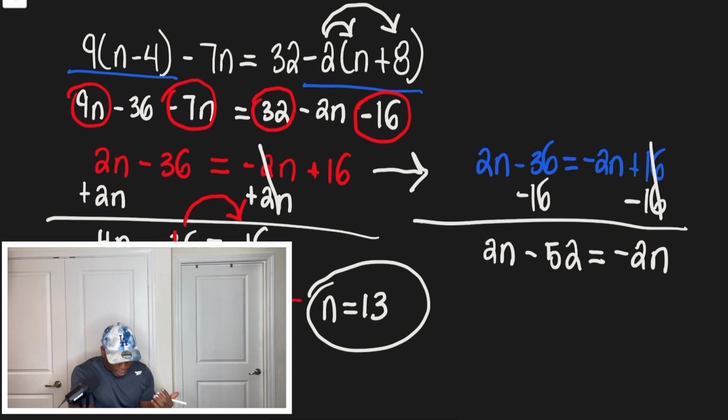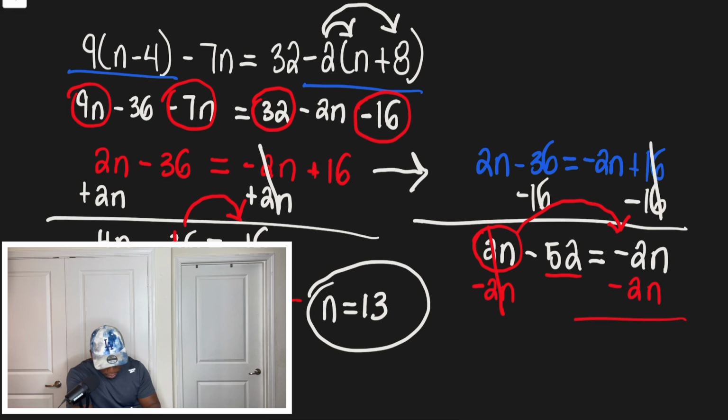Right? So now we understand that we're cleaning this up, Mr. Peters, but we know that this variable and constant can't be on the same side. So I'm going to move that positive 2n to the other side. Because it's positive, I'm going to subtract it from itself to get it to 0. And then I'll go on the other side and do the same thing.